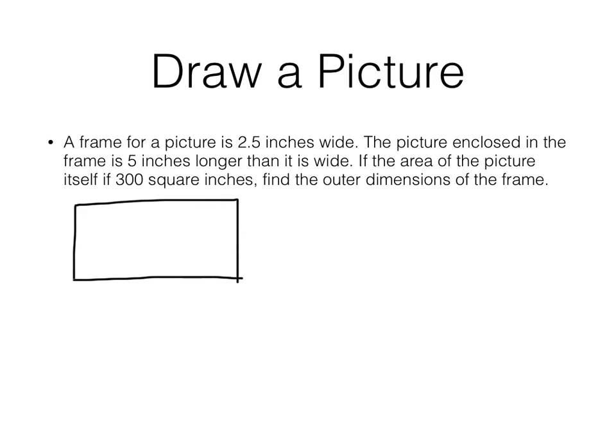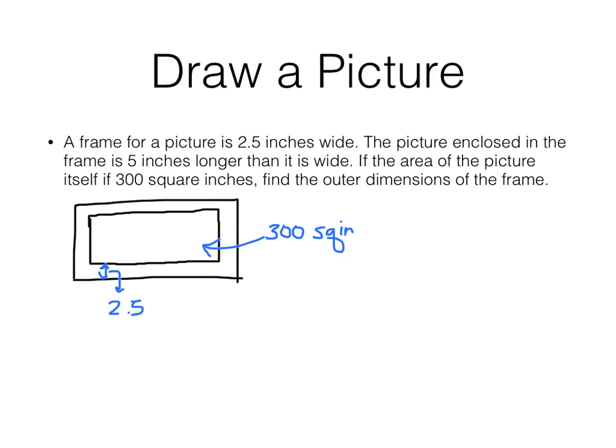There's the frame, the outside of the frame. There's the actual outside of the picture. Okay, it's not perfect, but you catch my drift. Let's do some labeling. Well, what do we know? We know that this area in the center here is 300 square inches. And we know that this border, the frame itself, is 2.5 inches wide. The other thing we know is that the picture is 5 inches longer than it is wide.